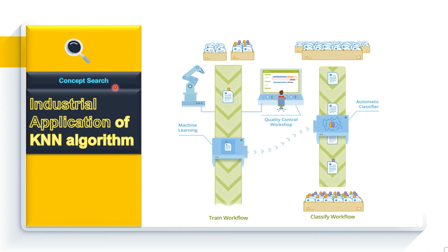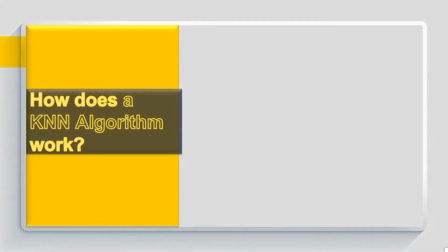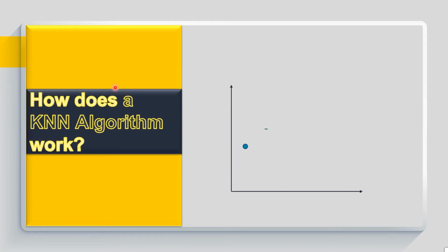So now that you know various use cases of the KNN algorithm, let's proceed and see how it works. So how does a KNN algorithm work? Let's start by plotting these blue and orange points on our graph. So these blue points belong to class A and the orange ones belong to class B. Now you get a star as a new point and your task is to predict whether this new point belongs to class A or it belongs to class B.